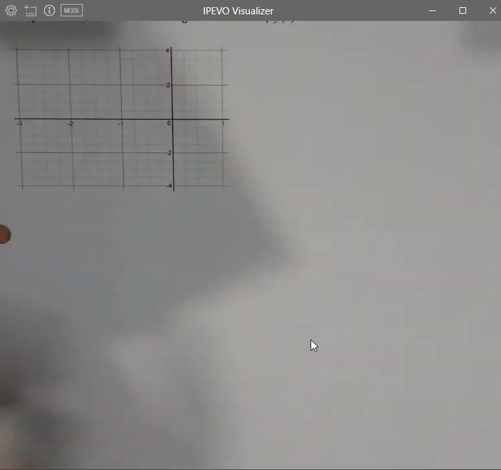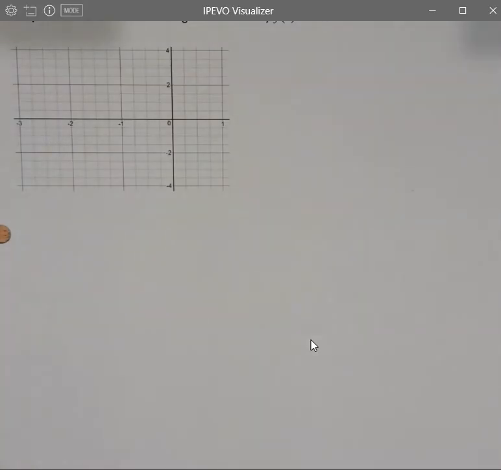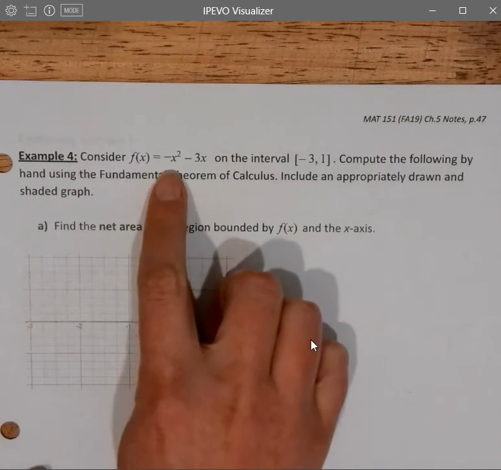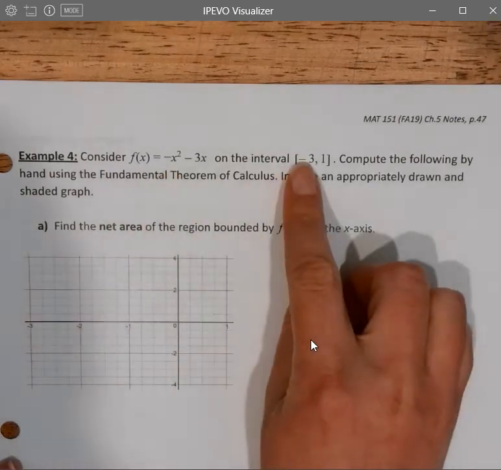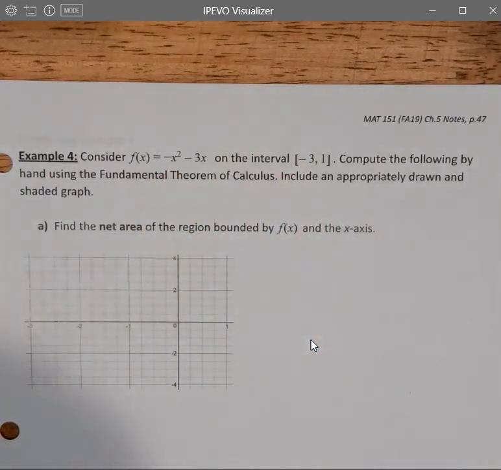All right, taking a look at the next page, we have a function that we want to consider here on the interval -3 to 1. Compute the following by hand using the fundamental theorem of calculus, including an appropriately drawn and shaded graph. Okay, so a bunch of by hand stuff.